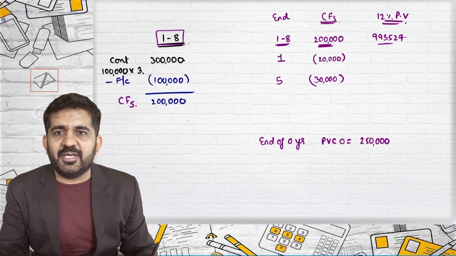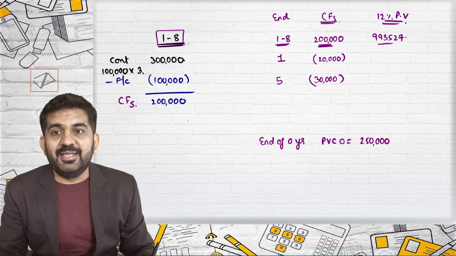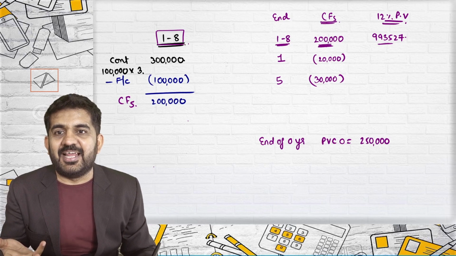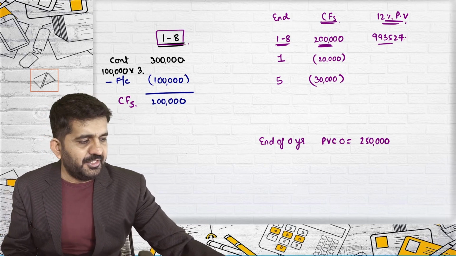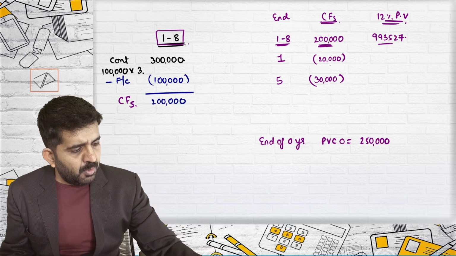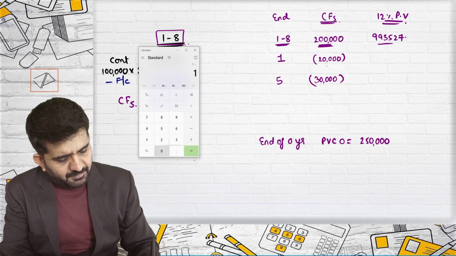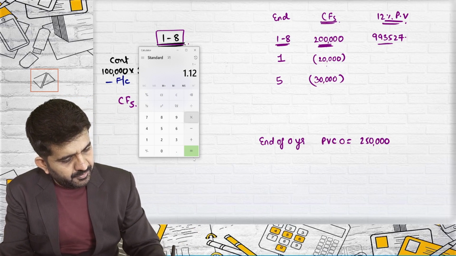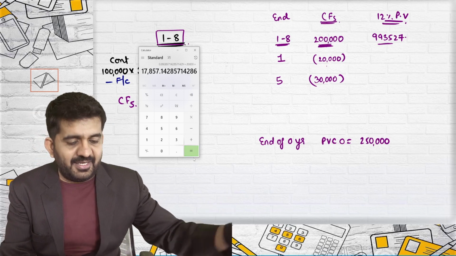2 lakh is for 1 year. 2 lakh is for 8 years. So total it is 16 lakhs. And 16 lakhs you are discounting and you are getting 9,93,527. Now how will I discount this? In the same manner, 1 divided by 1.12 multiplied by 20,000. But I will be writing a negative figure.